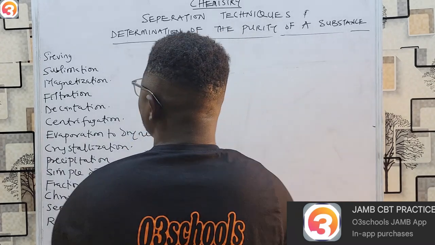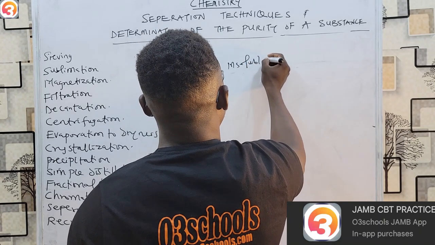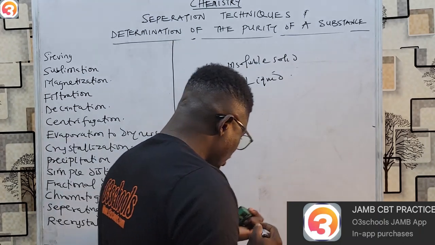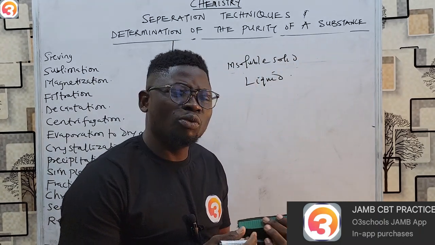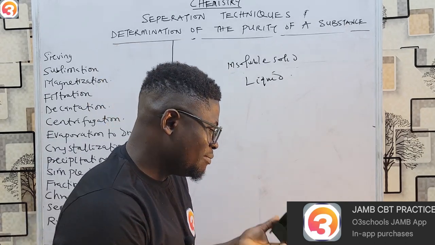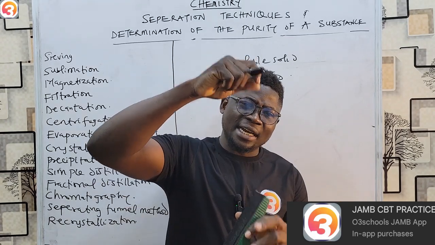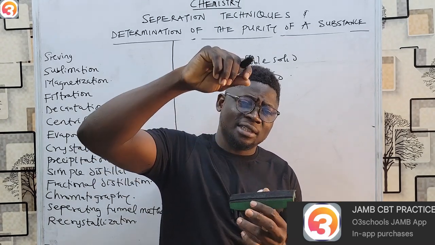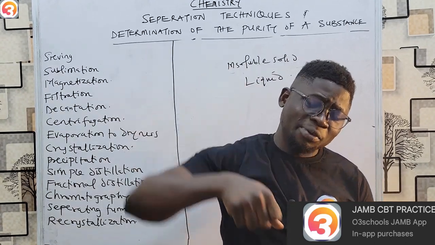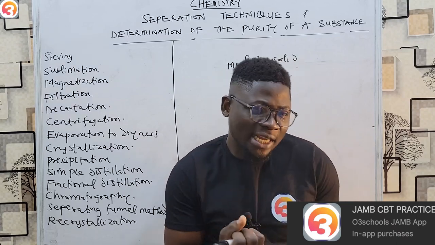So filtration is used for separating an insoluble solid and a liquid, right? So when you want to separate an insoluble solid and a liquid, you use the filtration method. For example, let me make a good example. I don't know if any of you have seen that Lipton tea, right? That very, very popular Lipton tea. So let's say, for example, you want to drink Lipton, then you take one of that thing and put it inside your kettle to boil, so that the thing will come out very well, right? That kind of thing.